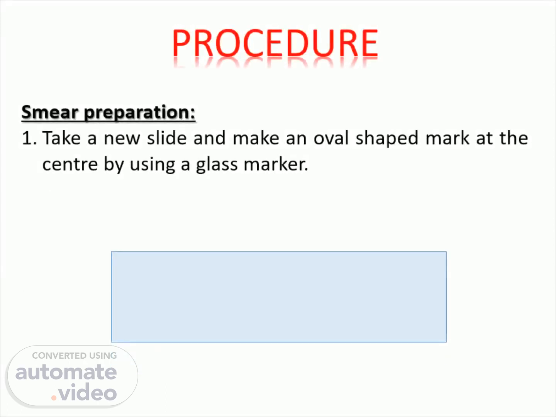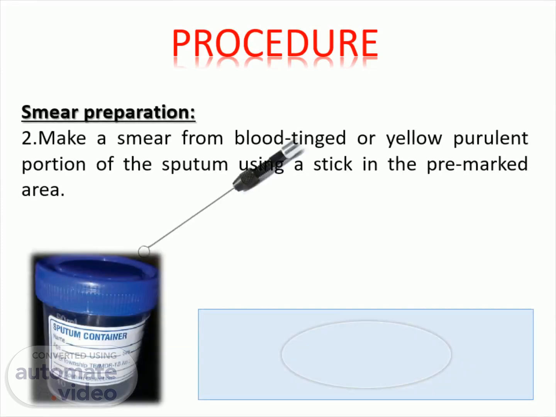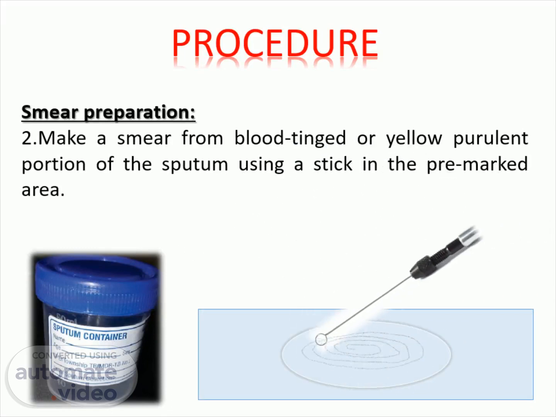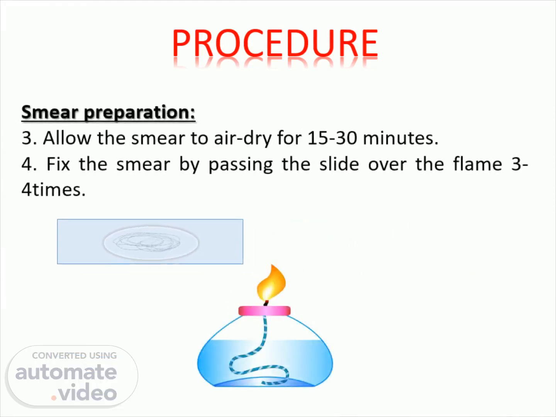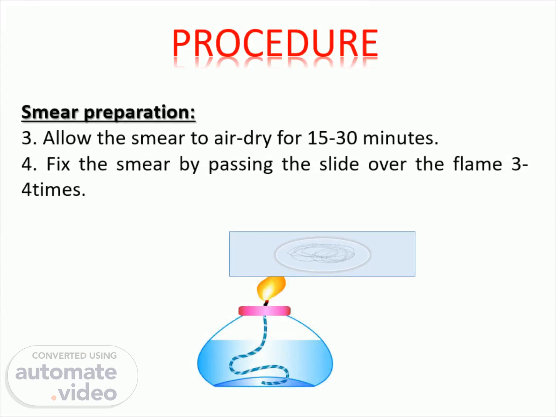Procedure for AFB. Firstly, we have to prepare the smear. Take a new slide and make an oval-shaped mark at the center using a glass marker. Make a smear from the blood-tinged or yellow purulent portion of the sputum using a stick in the pre-marked area. Otherwise there will be a chance of false negative. Allow the smear to air dry for 15 to 30 minutes. Fix the smear by passing the slide over the flame 3 to 4 times.